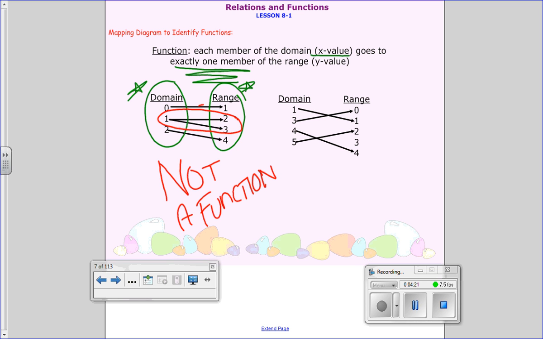Now on the second example here that I'm starring in blue, I can take a look. 1 goes exactly to 1, 3 goes to 0, 4 goes to 4, and 5 goes to 2. So each x value, or each number in the domain, does go to only one number in the range. So this is a function.